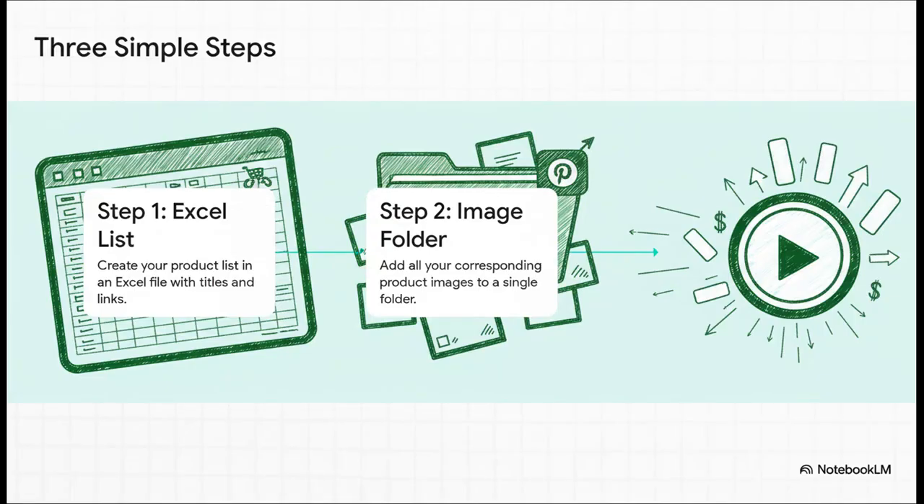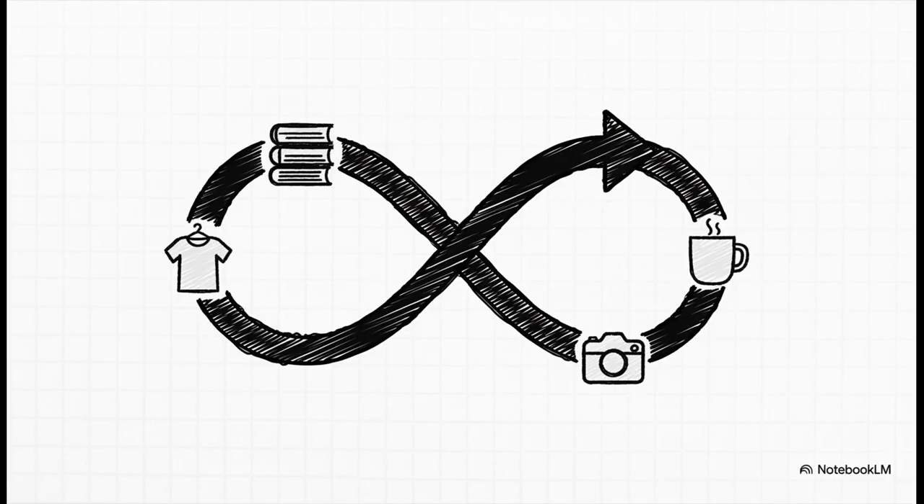The whole process is really just 3 simple steps. First, you organize all your product info, titles, links, descriptions, in a basic Excel file. Second, you gather up all your images and drop them into a single folder. And third, you just hit that start button and let it do its thing. And it also has this really cool smart loop system. So once it's gone through your entire list of products, it doesn't just stop. It automatically goes back to the beginning and starts all over again. This creates a nonstop cycle of promotion that keeps your store looking fresh and active all the time.